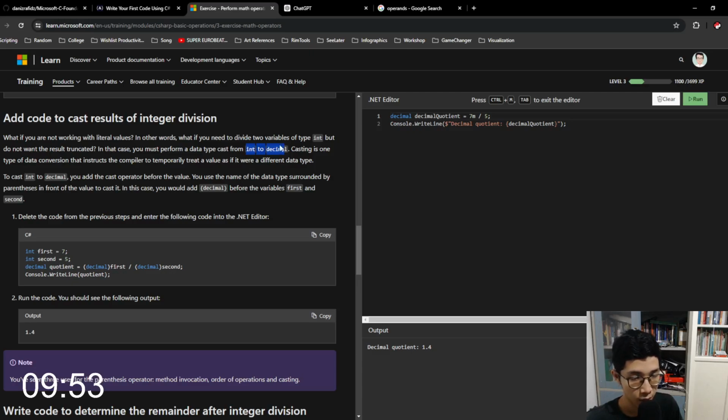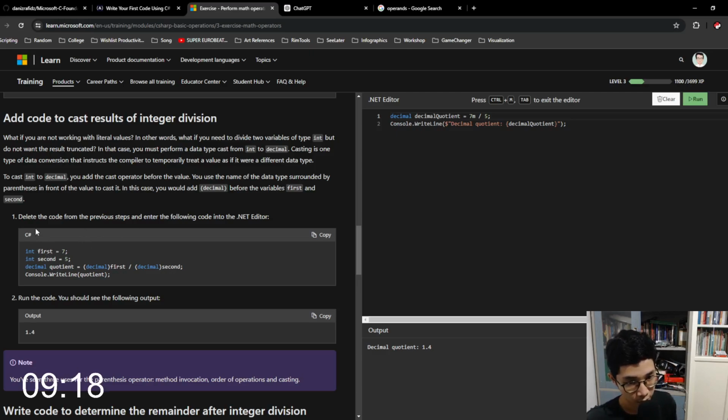Casting, a new keyword here, is one type of data conversion that instructs the compiler to temporarily treat a value as if it were a different data type. To cast integer to decimal, you add the cast operator before the value. Use the name of the data type surrounded by parentheses in front of the value to cast it. In this case, you will add decimal before the variables first and second.